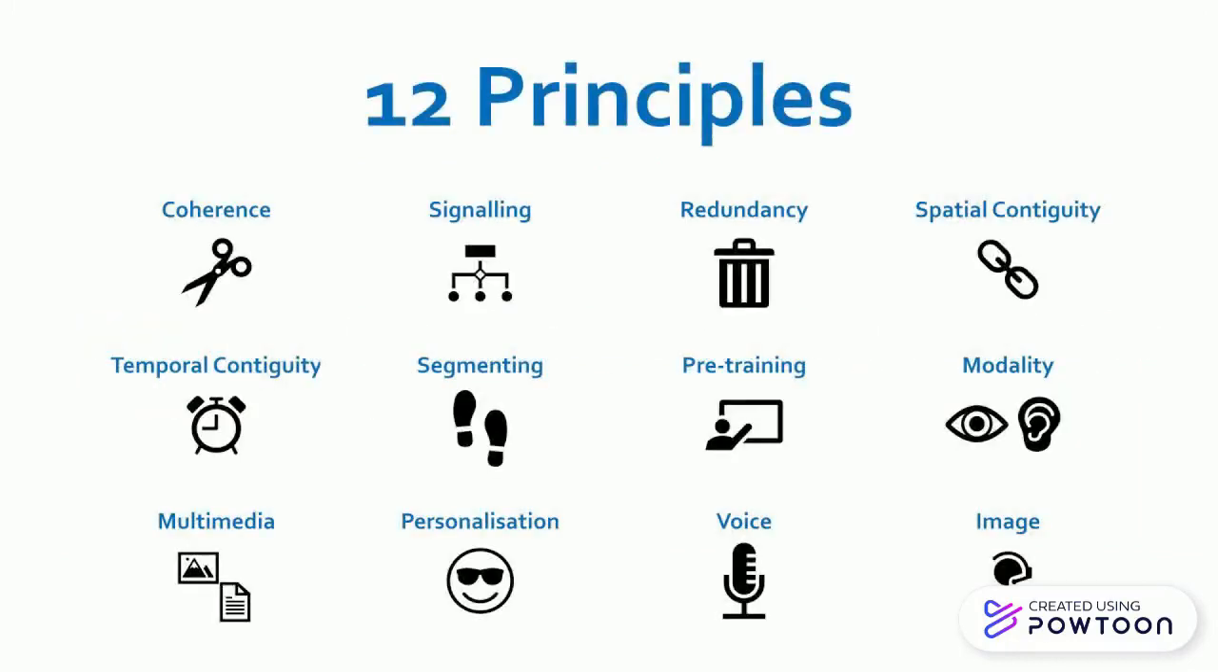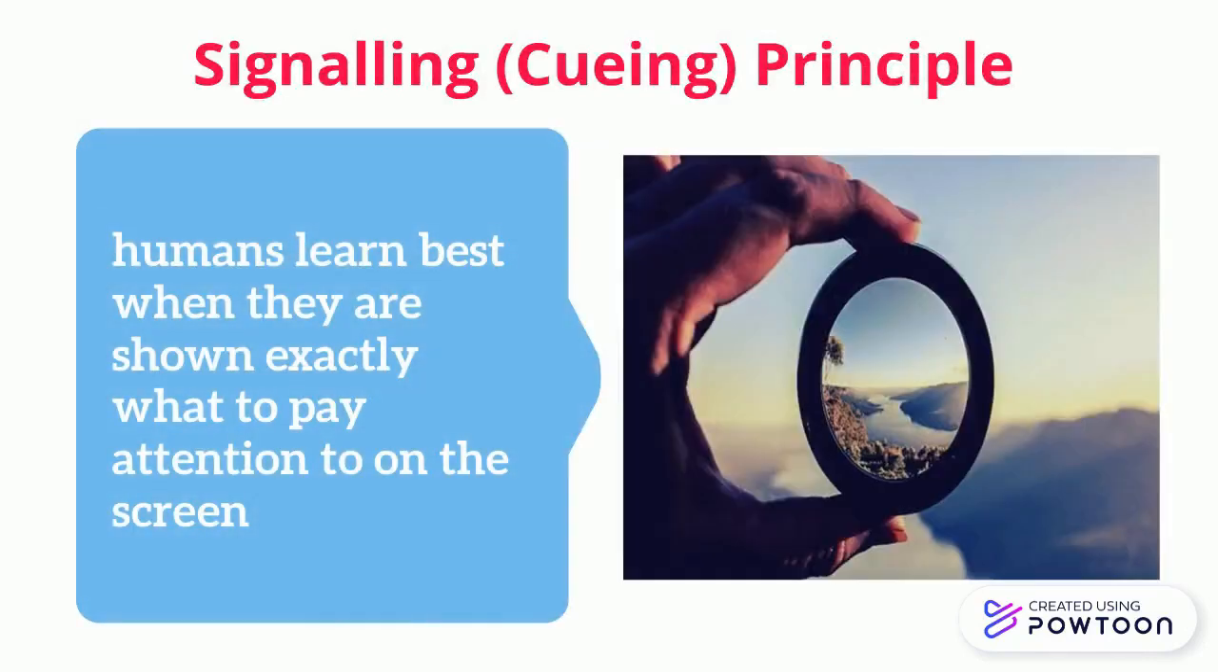One possible principle of multimedia learning to be considered by instructional designers to reduce cognitive load in order to sustain learners' attention is the signaling or cueing principle. The signaling principle is one of the 12 principles of multimedia learning developed by Richard Mayer, which essentially means that humans learn best when they are shown exactly what to pay attention to on the screen.